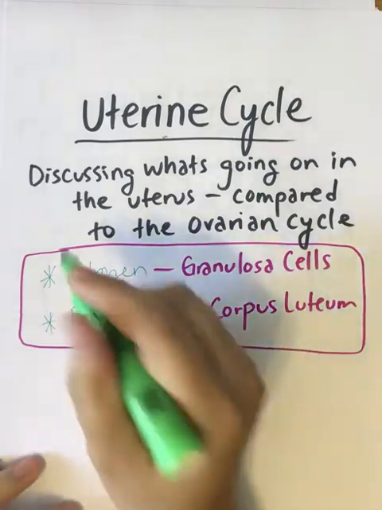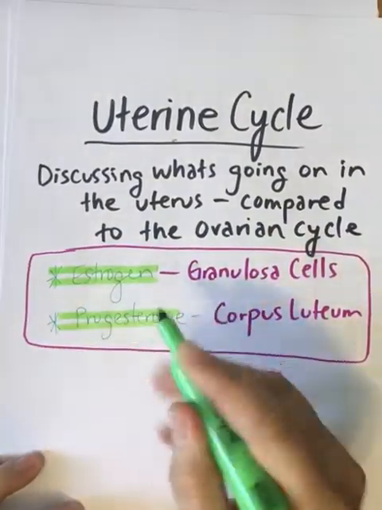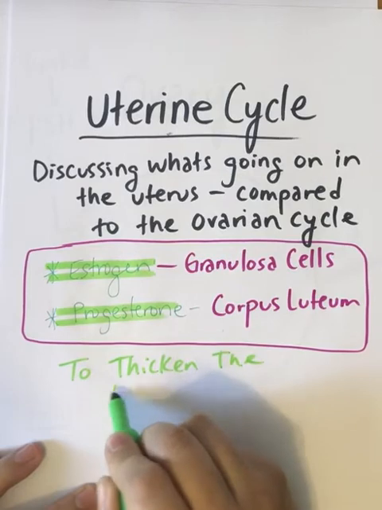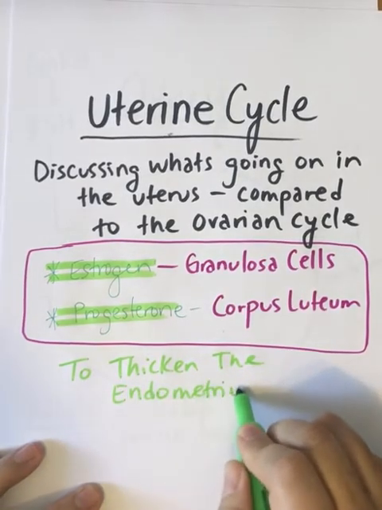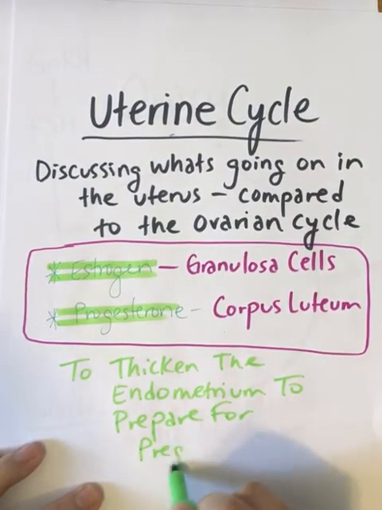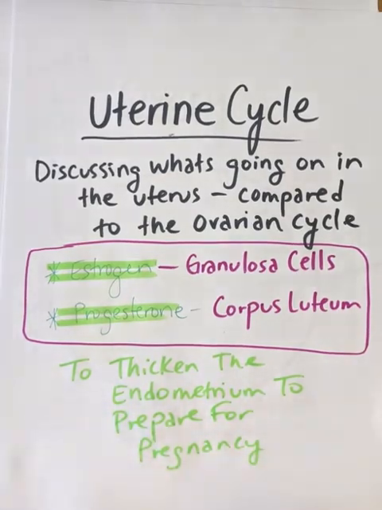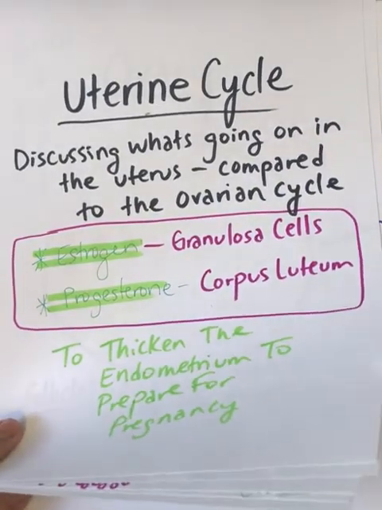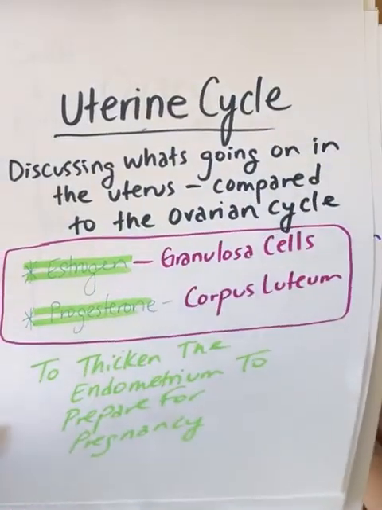But the uterine cycle relies on estrogen and progesterone to thicken the endometrium to prepare for pregnancy. So we have 3 phases of the uterine cycle. The first one is going to basically be menstruation. You have to get rid of everything before you can start everything. So we're also going to have a secretory phase where we're producing uterine milk. And then you're going to have a pre-ovulation phase.